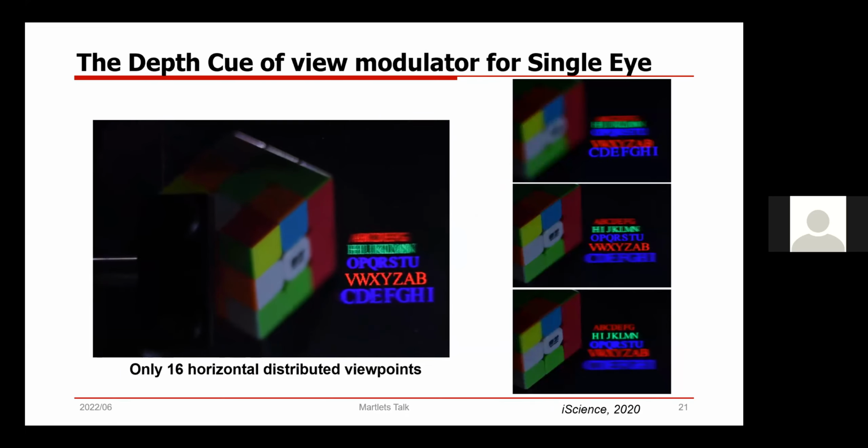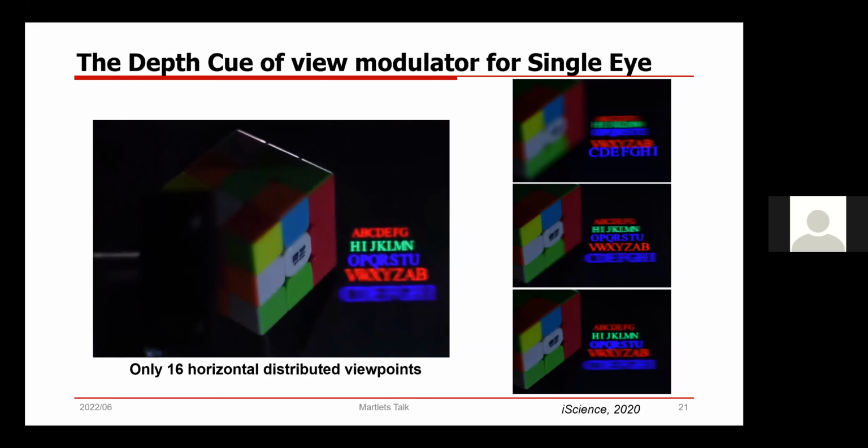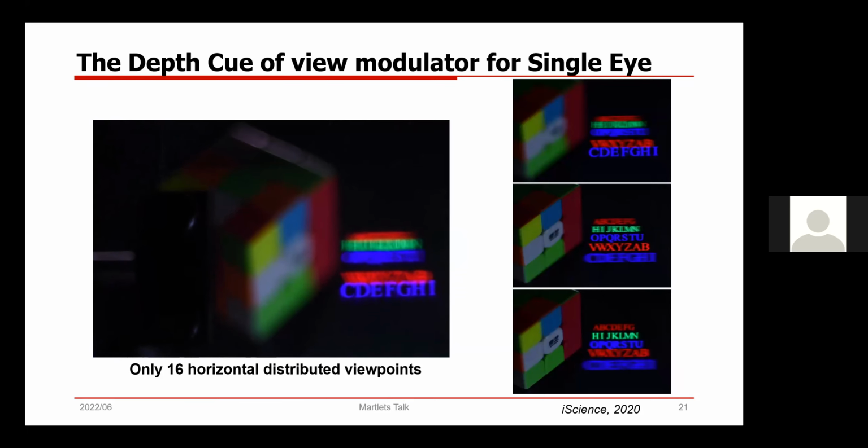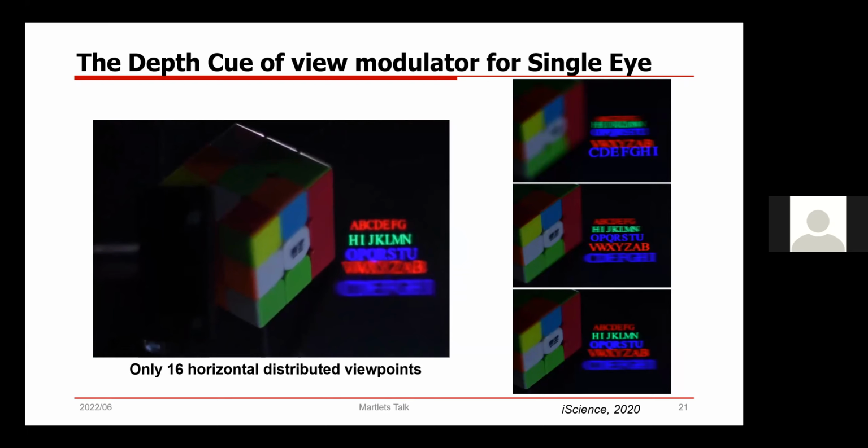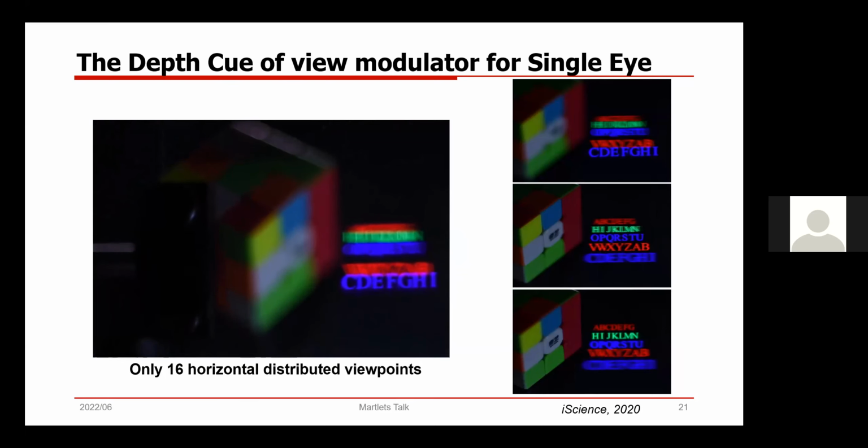That is, letters projected in a single color, or four colors, have the same depth cue. And we only used 16 views to get the depth cue for a single eye. As a result, the spatial resolution degradation is not severe in this situation.